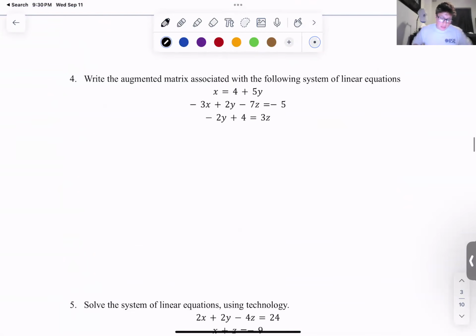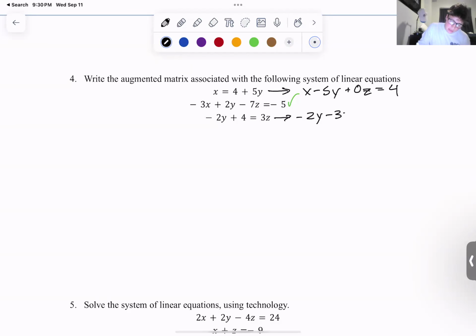All right, write the augmented matrix associated with the following system of linear equations. You're all good. So what you want to do for these ones is you first want to move all the numbers that are constants. So for example, in this first equation, 4 is on the right side, keep it there. But all your variables you want on the left side of the equation. So I'm going to rewrite this as x minus 5y plus 0z equals 4. This equation right here, it's already in that format, right? All my variables are on the left-hand side, and all the constants are on the right-hand side. And then for that last equation, I'll bring 3z over. So it'll be negative 2y minus 3z. And then I'll bring 4 over. So it'll equal negative 4.